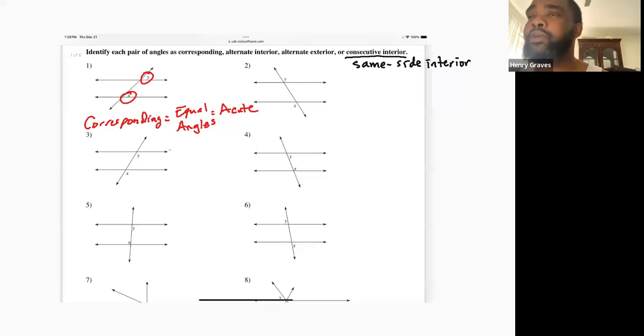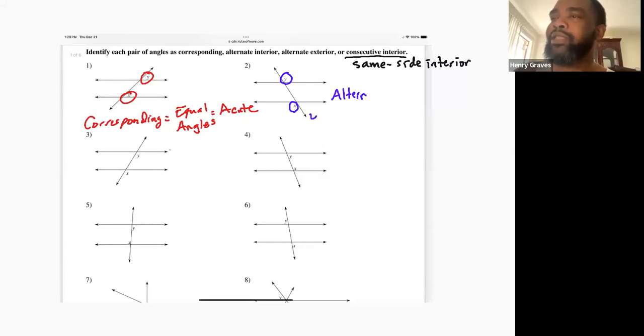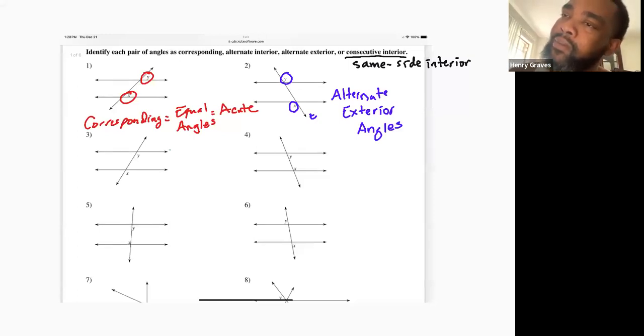Then I'm looking at number 2. I have opposite sides here, right? 2 has y and x, and they're on opposite sides. So because they're on opposite sides, they're going to be alternating, right? They're opposite sides of the transversal, the T. So they're alternate exterior angles because both of these are on the outside of the 2 parallel lines. Again, they're opposite sides of this line. I'm going to try to draw the line in black so you can see it even better. Right, so opposite sides, and they're both on the outside, so they're alternate exterior.